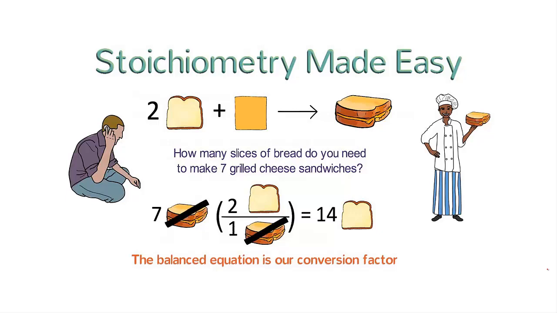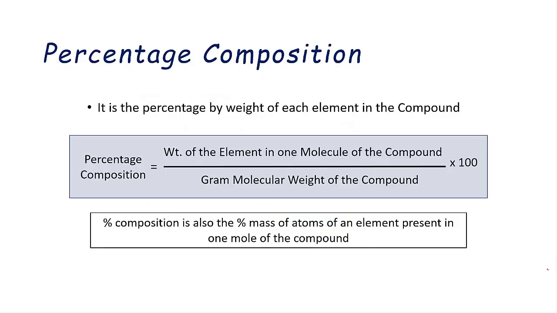So now let's see the concept of percentage composition. It is the percentage by weight of each element in the compound. That's a very simple logic: how much weight does an element in a compound have by percentage? That is what percentage composition talks about. Percentage composition is given by the weight of the element in one molecule of the compound divided by the gram molecular weight of the compound, into 100. Therefore, percent composition is also the percent mass of atoms of an element present in 1 mole of the compound.